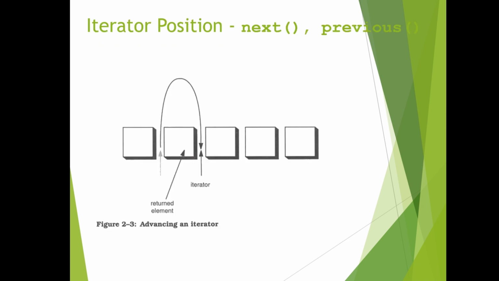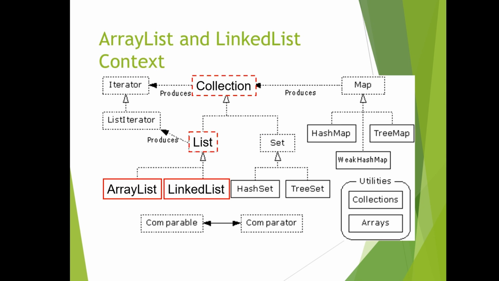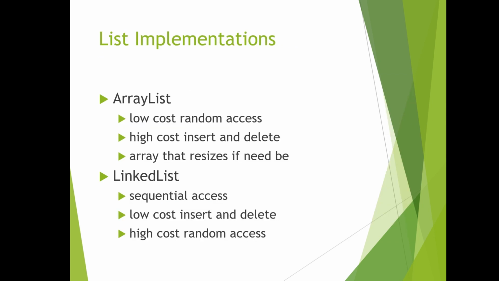We have next and previous methods. We can go on using next and we'll get the next element. If you use previous, we'll get the previous element. Now, for list implementations, we have ArrayList and LinkedList.